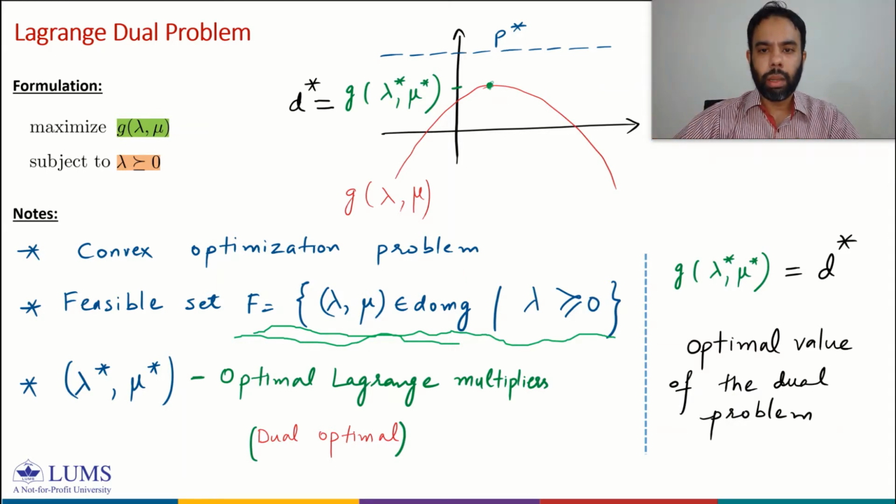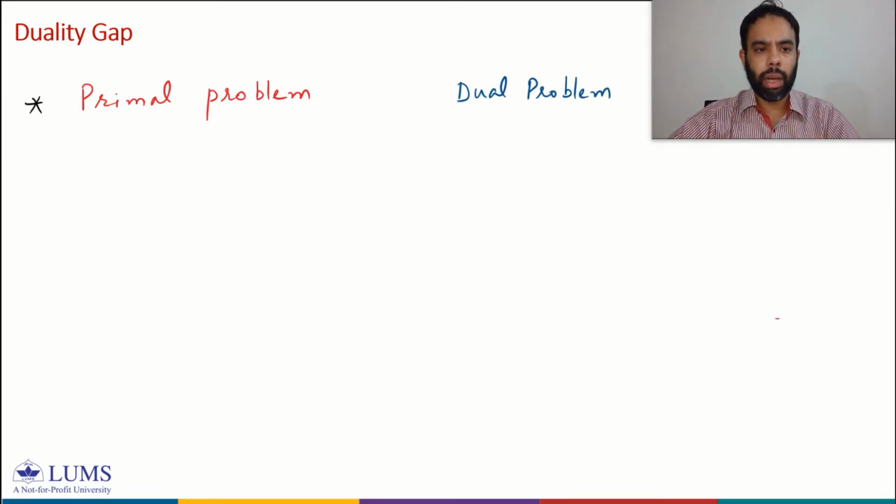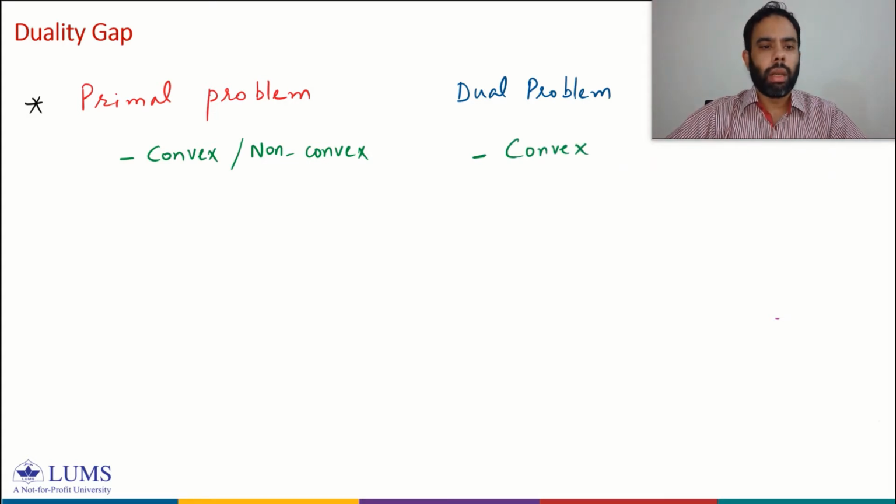To quantify the closeness between D star and P star, let us introduce the concept of duality gap. So we started with a primal problem, and for a primal problem we can form a Lagrangian, and we can have a Lagrange dual function. By maximizing the Lagrange dual function, we obtain what we refer to as a dual problem. This primal problem may or may not be convex, but this dual problem is always convex. And the optimal value of the primal problem is given by P star, and the optimal value of the dual problem is given by D star.